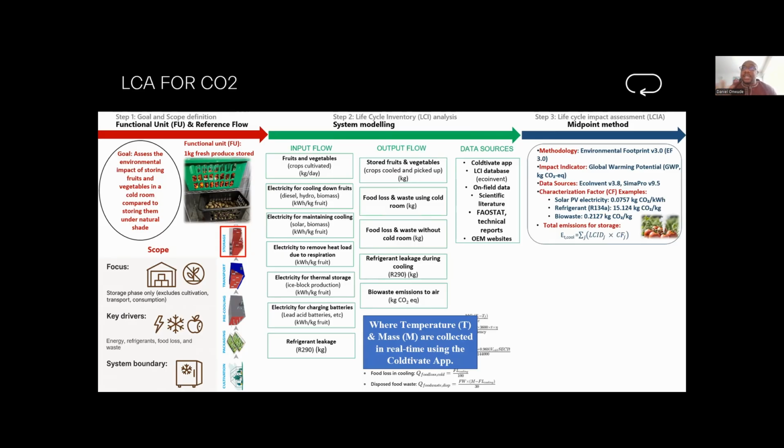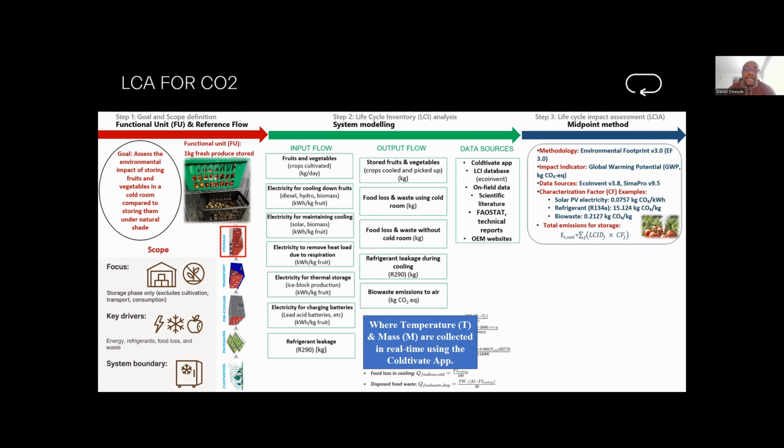So these are basically some of the important steps that we took. So note that each input is then multiplied by its characterization factor. So for instance, the solar electricity was 0.0757 kilogram of CO2 per kilowatt hour, right? And then we have the refrigerant as 15.124, and then we have the bio waste as 0.2127 kilogram CO2 per kilogram, right?